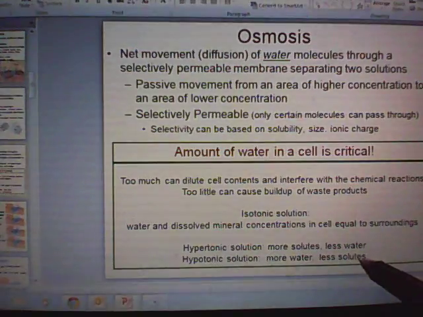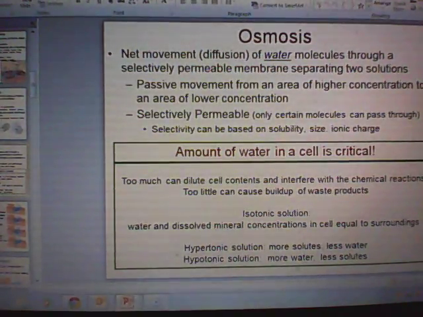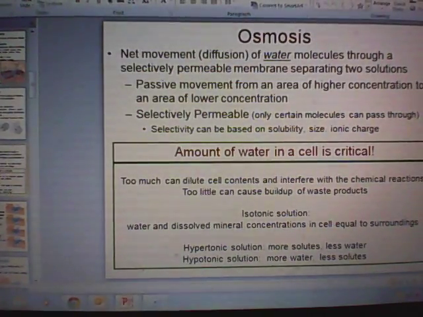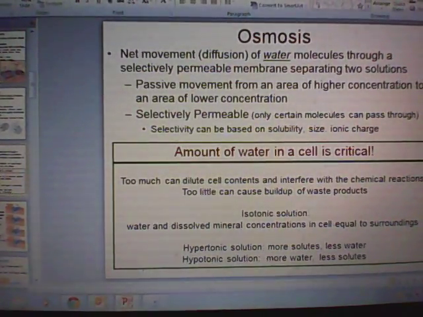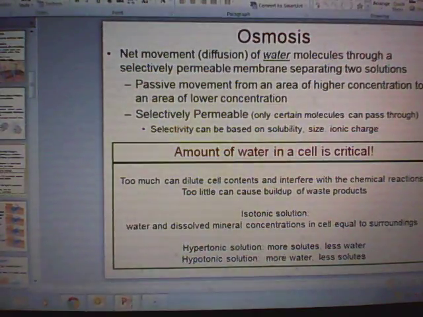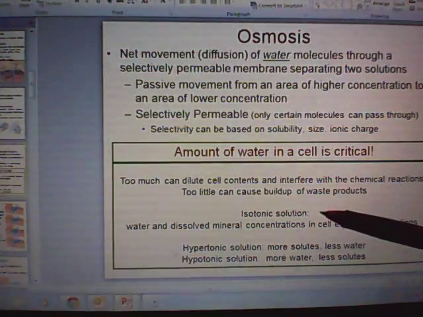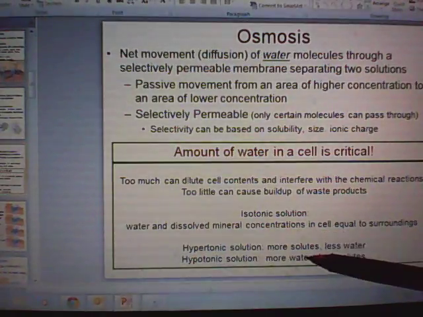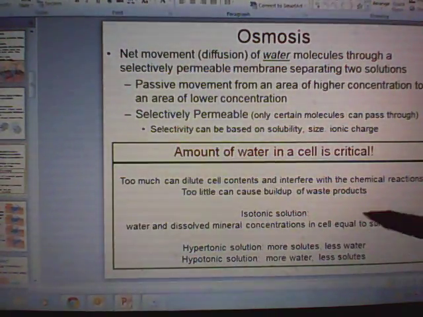When this happens, a cell can have 3 different things happen to it. It can either take up water, it can expel water, or it can be in equilibrium with the water that it's in. So if you have an isotonic solution, meaning you have the same amount of water on the outside as inside of the cell, it has equal surroundings, so it's called isotonic.